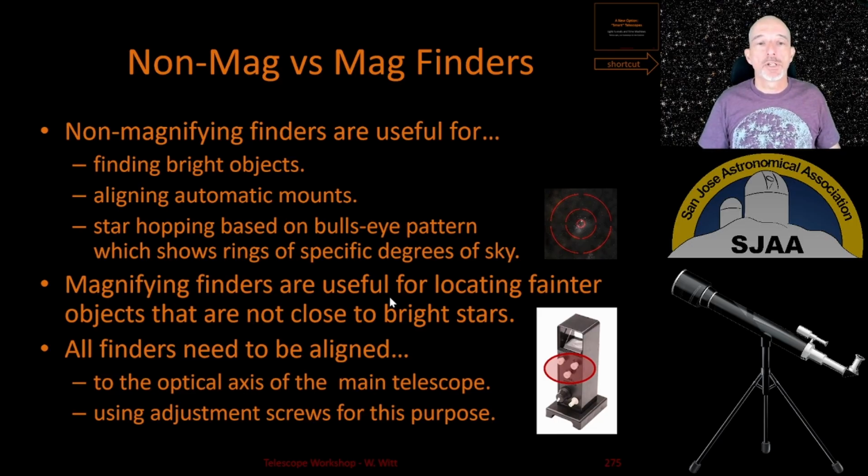Magnifying finders are useful for locating fainter objects that are not close to bright stars, right? Then the magnifying finder can help you see a faint fuzzy and center your main scope that way. But regardless, all finders need to be aligned to the optical axis of the main telescope, and that's why you have adjustment screws. Here you've got these 3 white screws, and you have to fiddle with those to get, in this case, a non-magnifying finder's bullseye pattern properly aligned so that the center of the bullseye matches the center of the field of view of the telescope. This can be a little tricky the first time you do it, but you'll learn it, and you can easily get some help.